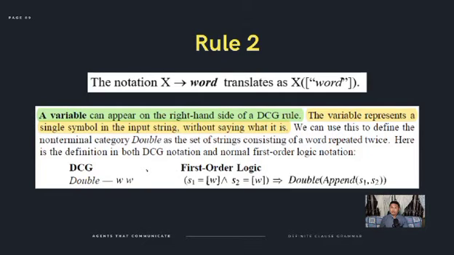This variable represents a single symbol in the input string without saying what it is. We can use this to define the non-terminal category double as a set of strings consisting of a word repeated twice. So when we say double, it represents a set of strings that is repeated twice. Here is the definition in both DCG notation and the normal first-order logic notation.